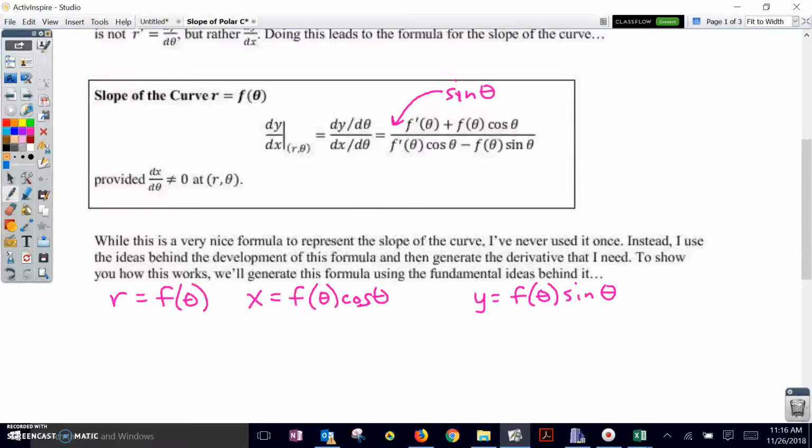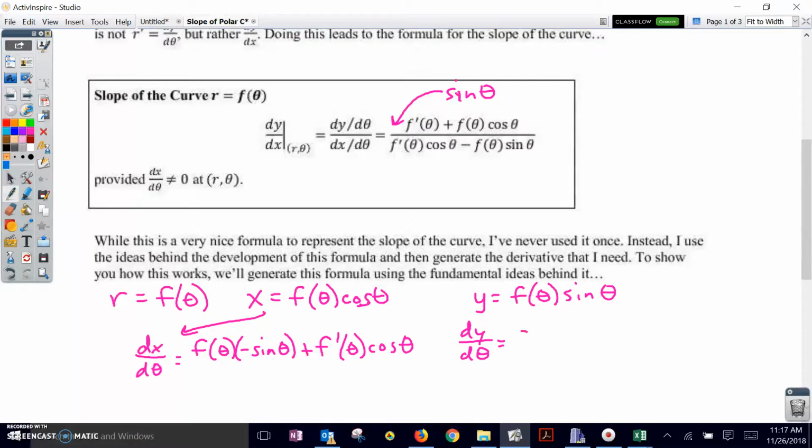Now if we take the derivative of these with respect to theta, dx d theta, using the product rule, is just going to be f of theta times the derivative of the cosine, which is negative sine of theta, plus cosine of theta times the derivative of f of theta, which is f prime of theta times cosine of theta. That's dx d theta. And dy d theta is f of theta times the derivative of the sine, which is cosine, plus the sine times the derivative of f, which is f prime of theta, sine of theta.